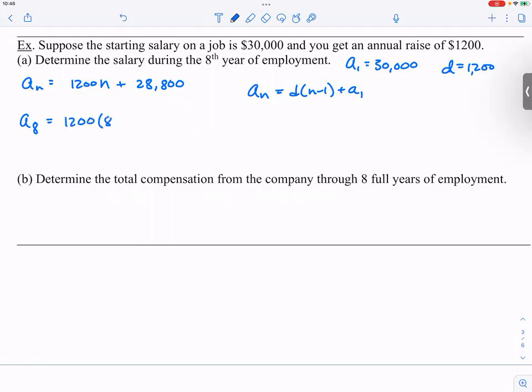So we say, all right, sure. Let's go ahead and do the 1,200 times 8 plus 28,800. So you have 9,600 plus 28,800. Do you know how to do this without a calculator and do it fast?